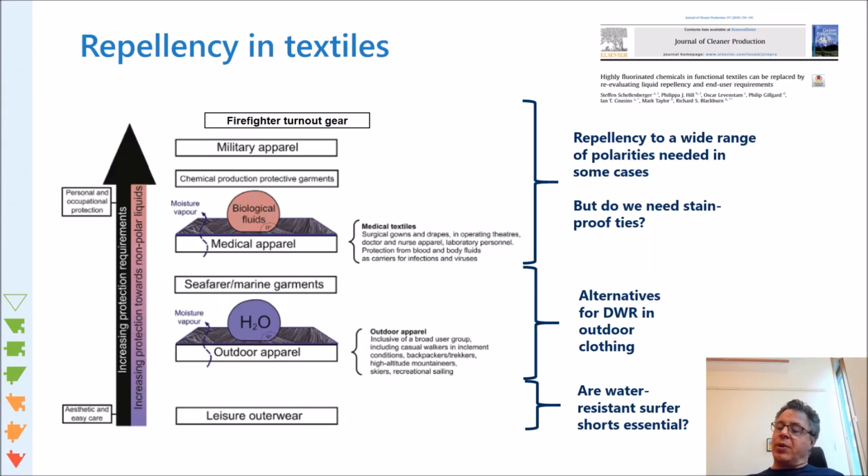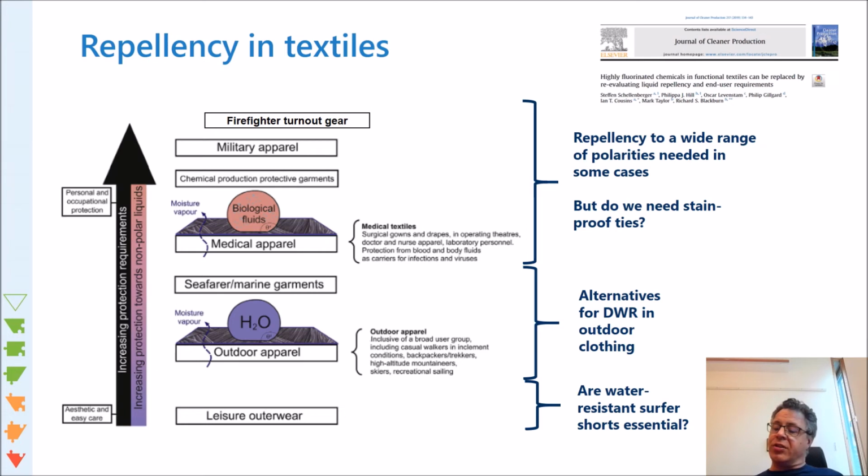A final example is an area that we've worked on in my research group. Textiles are sometimes treated with a type of polymer known as a side chain fluorinated polymer to provide liquid repellency. As well as in rain jackets, these coatings are also used in occupational protective clothing, for example medical gowns, military apparel and firefighting turnout gear.